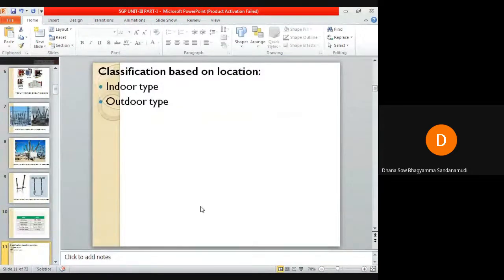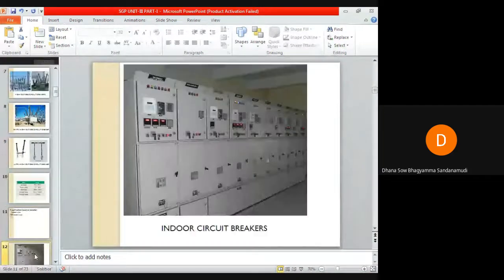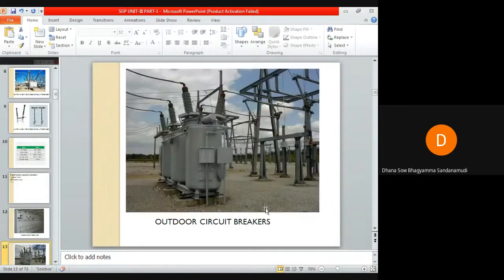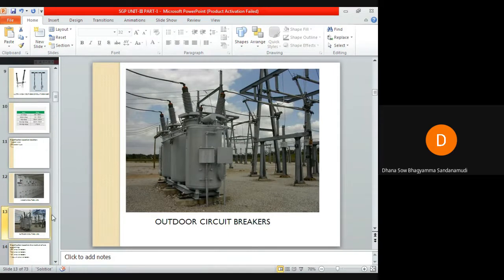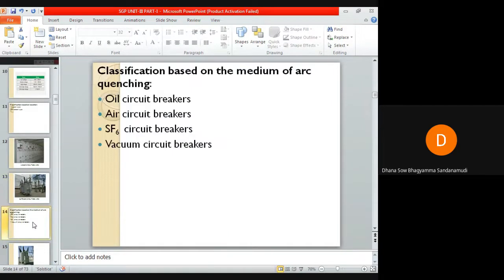Further, circuit breakers can be classified as indoor type circuit breakers and outdoor type circuit breakers. You can see an image of an indoor circuit breaker, and this is an outdoor circuit breaker. Now, depending on the arc extinguishing medium, circuit breakers can be classified as oil circuit breakers, air circuit breakers, SF6 circuit breakers, and vacuum circuit breakers.